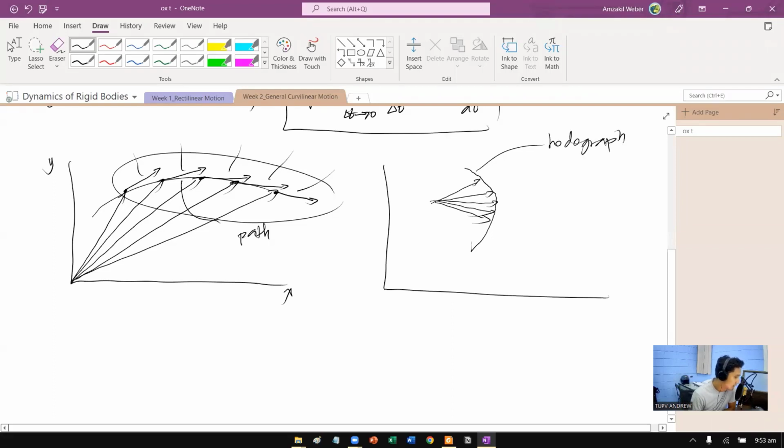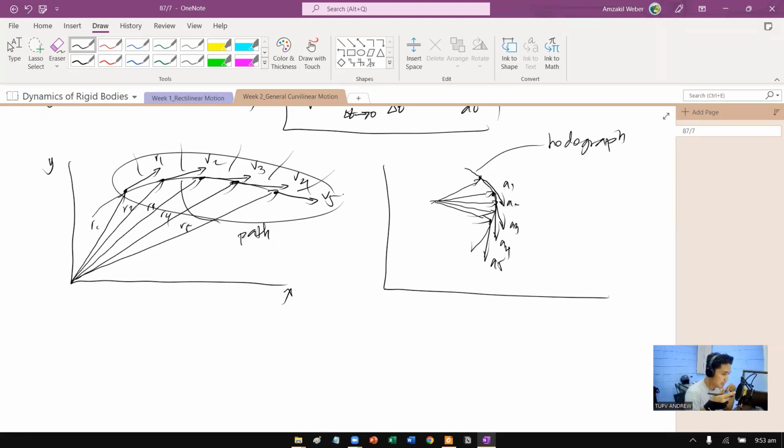Our acceleration is tangent here. A1, A2, A3, A4, A5, whereas we have R1, R2, R3, R4, R5, V1, V2, V3, V4, V5. So remember that the velocity vector is tangent to the path, while the acceleration vector is tangent not to the path but to the hodograph.